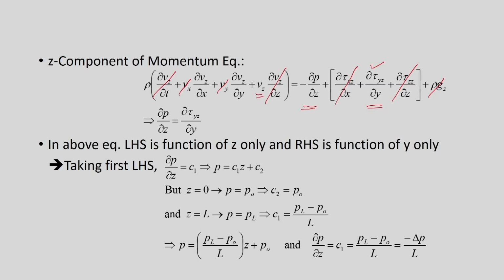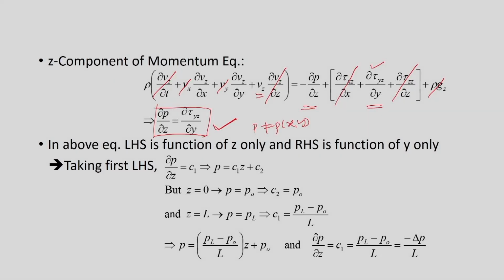So, what we get from here? ∂p/∂z equals ∂tau yz/∂y. So, that is what we get. From this equation we can get the required velocity profile. But before proceeding to the velocity profile, what we can see here from this equation is that the left hand side is a function of z only, because we have already seen that pressure is not a function of x and y. So, pressure on the left hand side would be a function of z only.